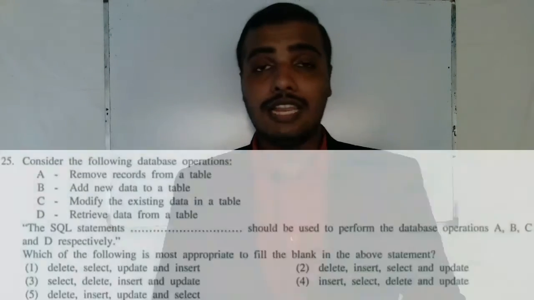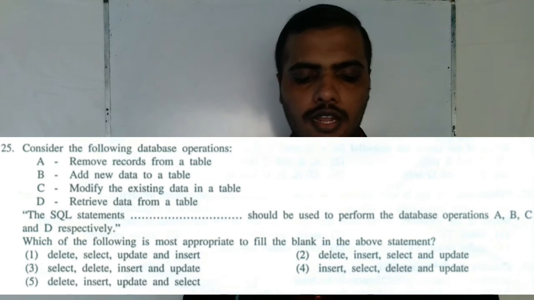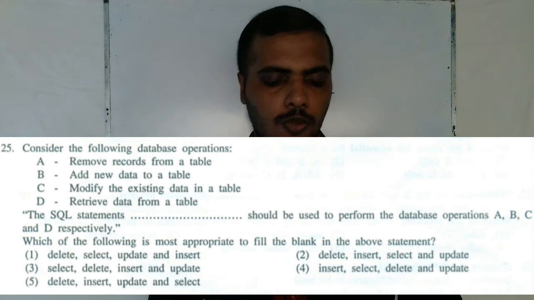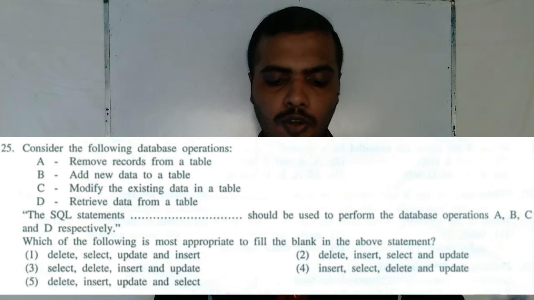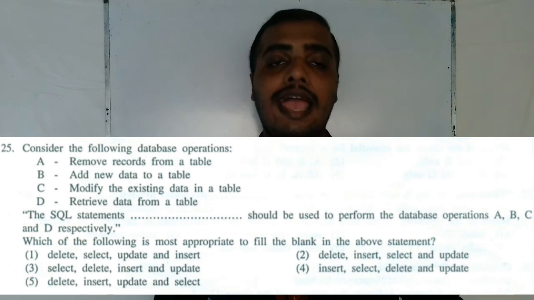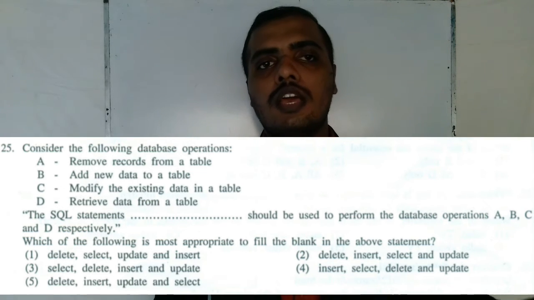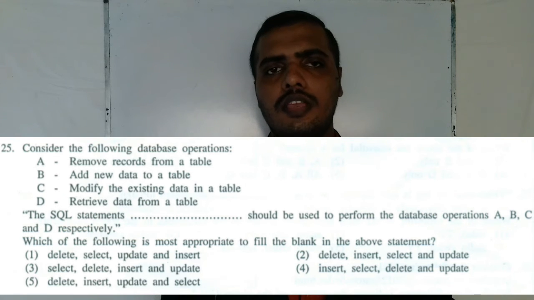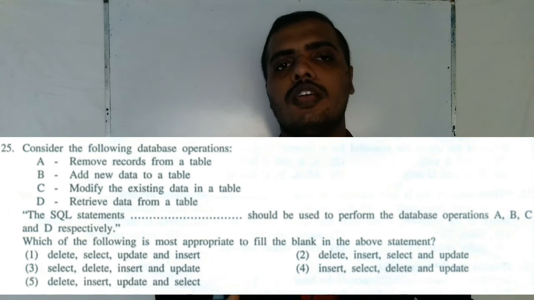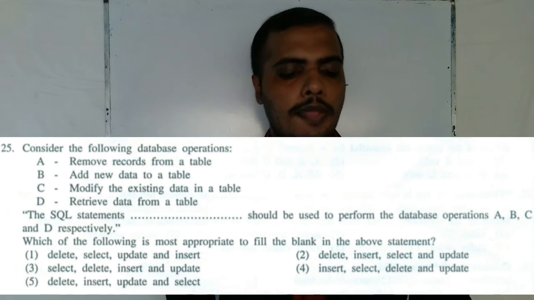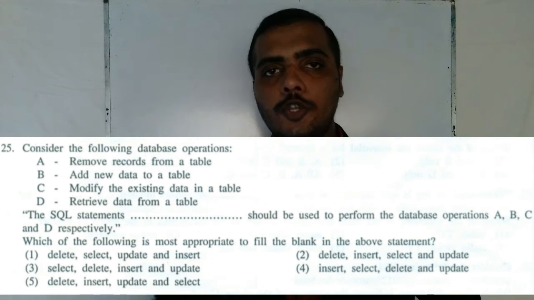25th question, and the last question for this episode. Consider the following database operations. There are 4 operations, and the question is which SQL statements should be used to perform the database operations A, B, C and D respectively. So we have to identify the operations which can perform those tasks. Okay. A, remove records from a table. In order to remove records, we use delete. It's simple knowledge. B, add new data to the table. So it's insert. Insert into, delete from.